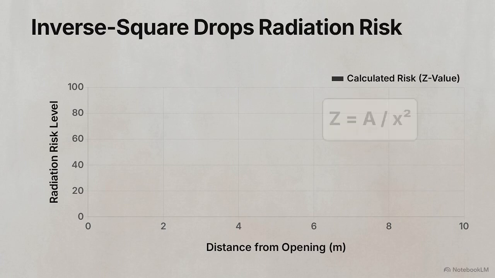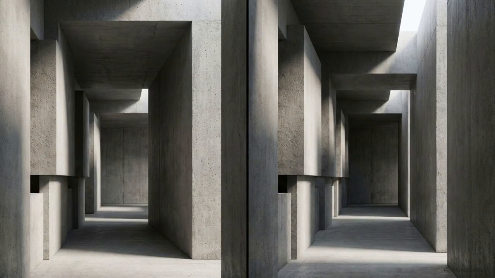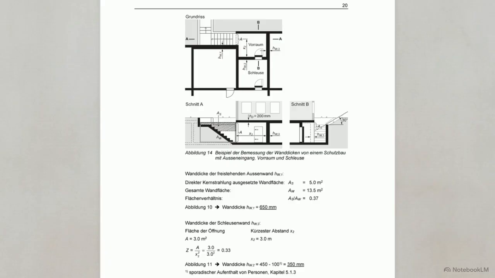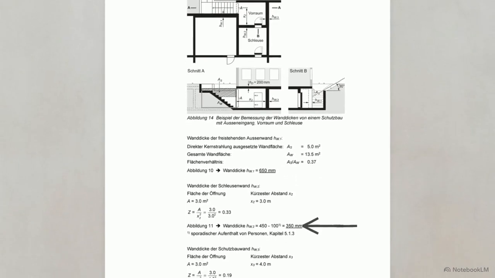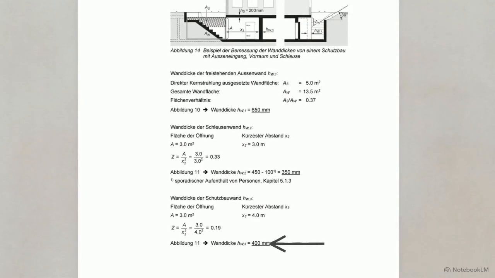Because the distance is squared in the denominator, the math forces an inverse square relationship. A minor increase in a corridor's length forces an exponential drop in the amount of concrete needed for the inner doorframe. Figure 14 synthesizes these formulas into one floor plan. Outermost wall HW1's 650 mm thickness is driven by exterior exposure. Inner wall HW2 drops to 350 mm based on Z-factor distance minus sporadic occupancy deduction. Deepest wall HW3 requires 400 mm, calculated from secondary door distance.